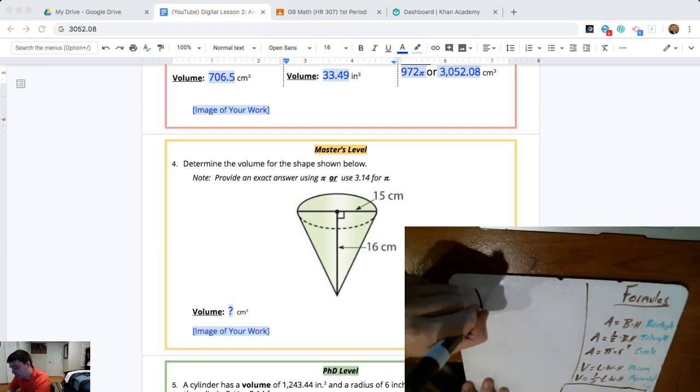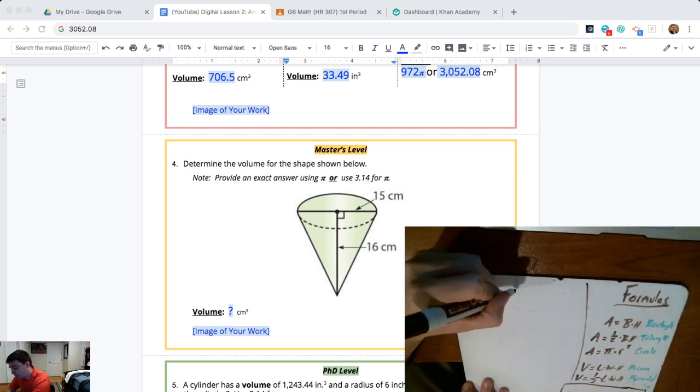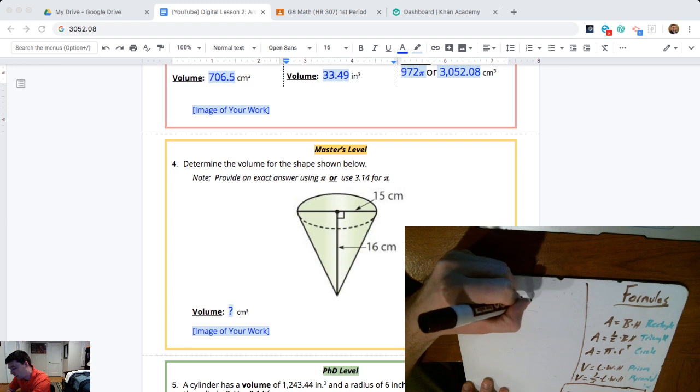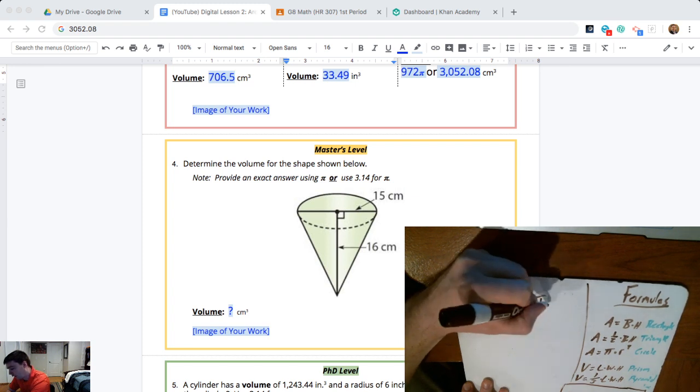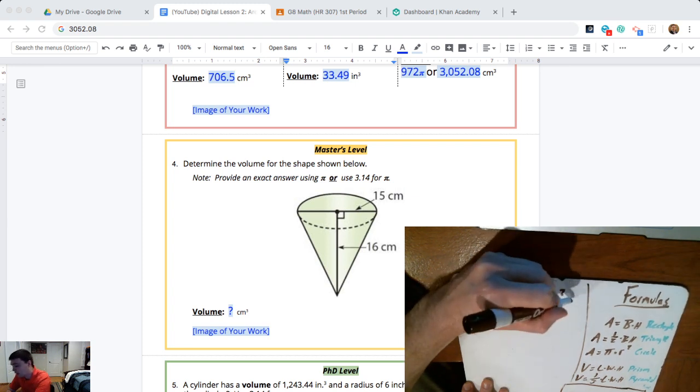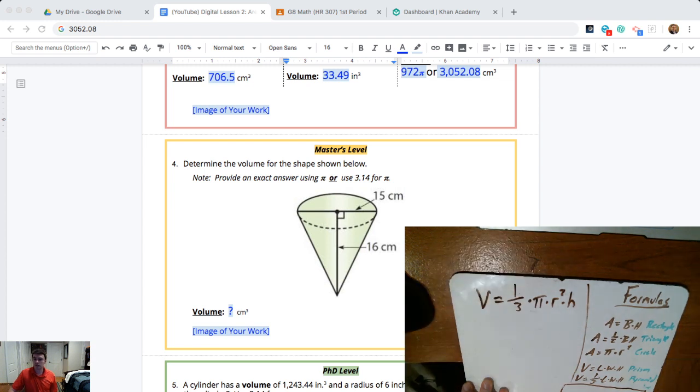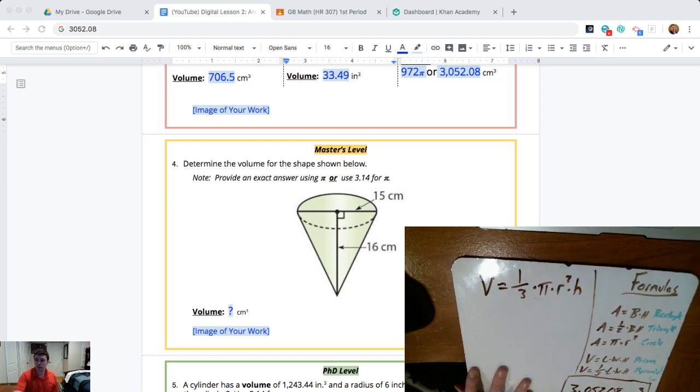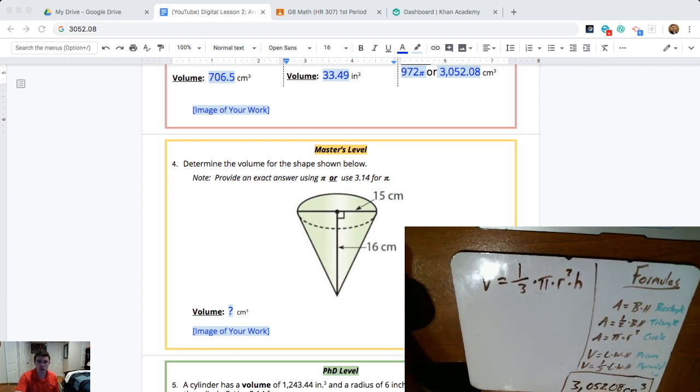V equals 1/3 pi radius squared height, all multiplied together. Does everyone agree with me that the volume formula for a cone is 1/3 pi r squared h? What is the height and what is the radius for this cone?